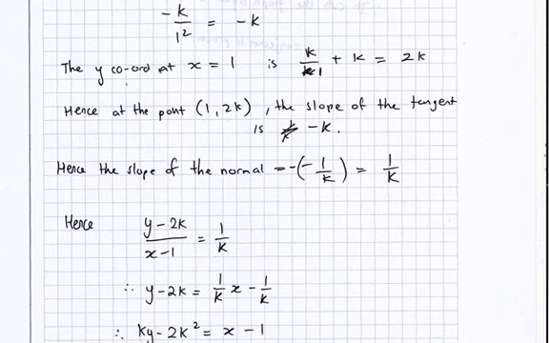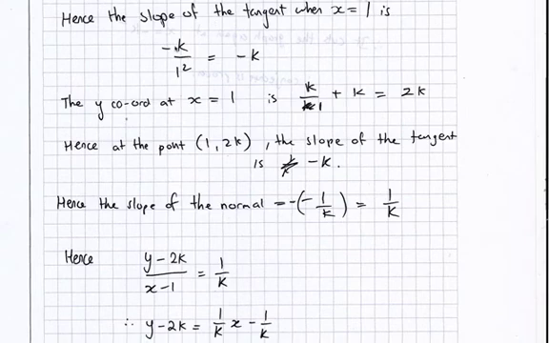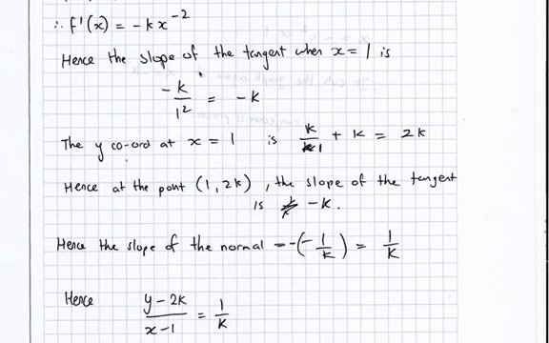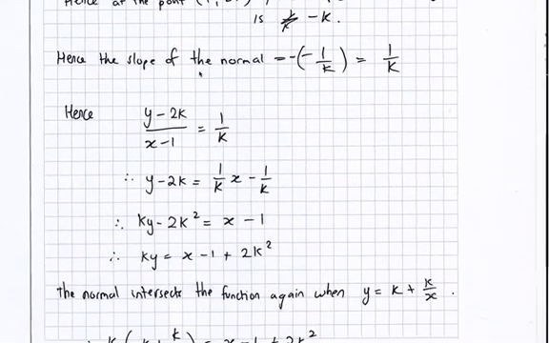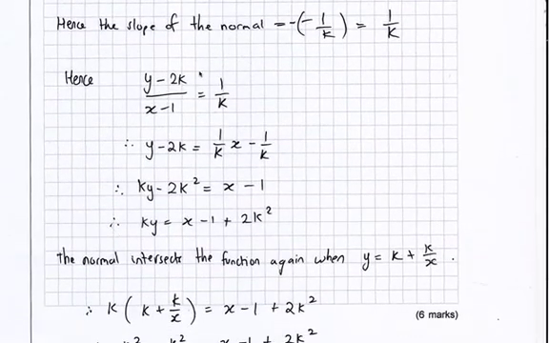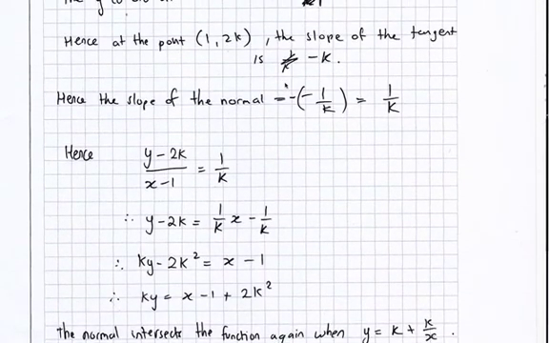Hence, at the point 1, 2k, the slope of the tangent is negative k. We've concluded that because we've considered the slope of the tangent when x equals 1, and we've considered the y-coordinate at x equals 1. So, hopefully you understand why I'm going through this process, because I think I explained it reasonably well just then. And now we can find the slope of the normal. And the slope of the normal is the negative reciprocal of the slope of the tangent. So we have negative, lots of negative 1 on k, because we take the negative reciprocal, and we have negative k before. So we get 1 on k as the slope of the normal.